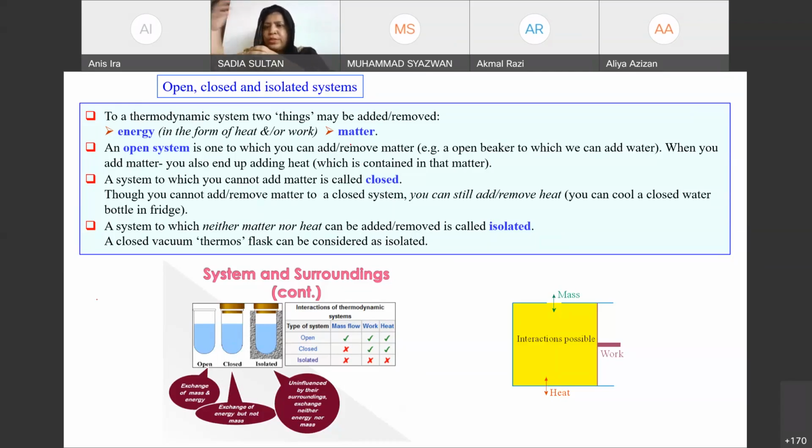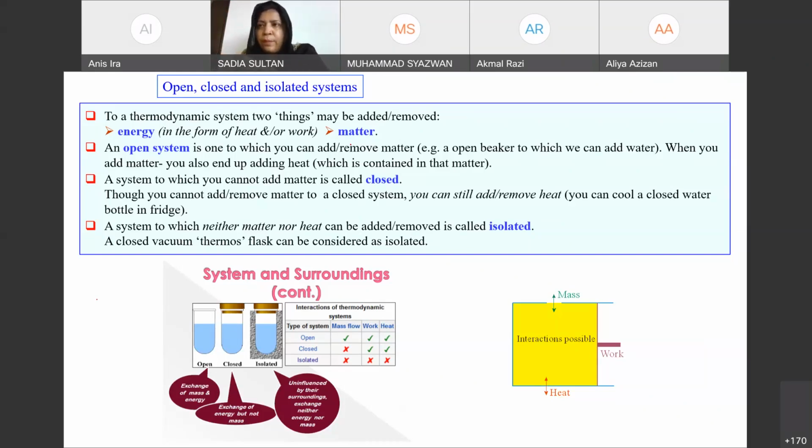So the matter is also transferred. Matter is also transferred to the surroundings, because you are in the surroundings. So you take the tea, you drink the tea, right? So matter is also transferred, and energy is also going to transfer, right? Okay. So it may be, or what happened?